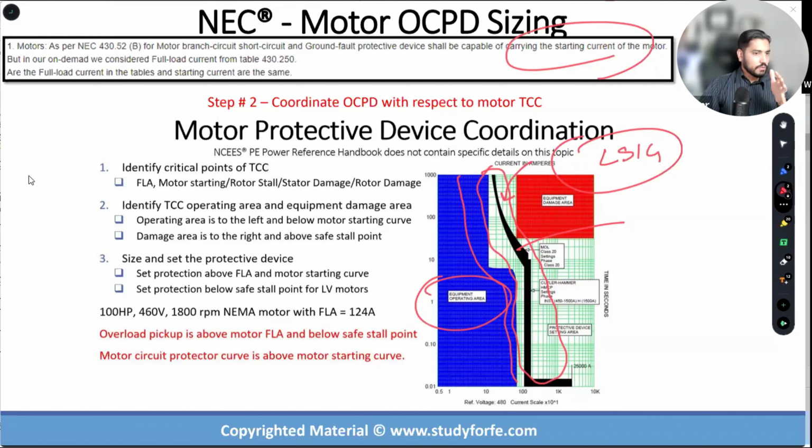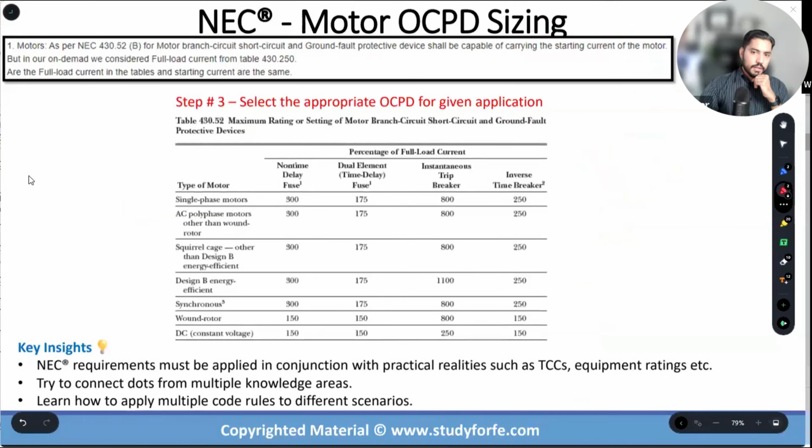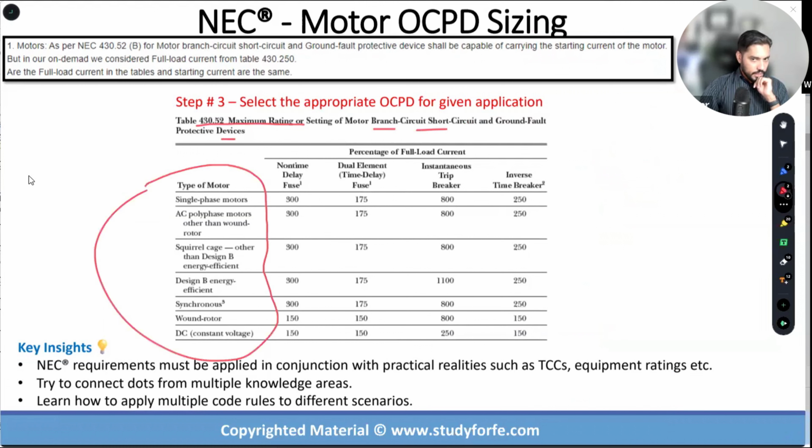Obviously, we went through a lot of details, a multi-step process, doing the motor calculations, in the on-demand course and during the live training. Table 430.52, guys. Maximum rating or setting of the motor branch-circuit short-circuit and ground-fault protective devices. So these are the different classes and types of motors, correct? What is the code telling me? The code is telling me that if you want to use an inverse time breaker, then the maximum rating of that breaker is going to be 250% of what?